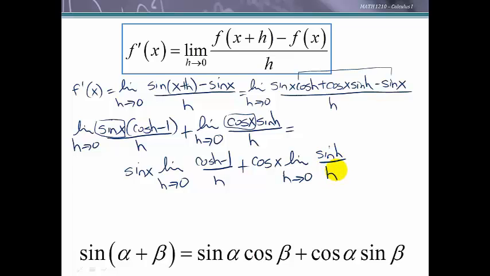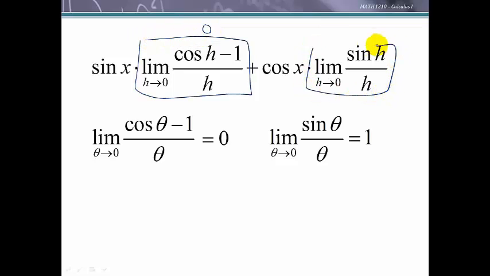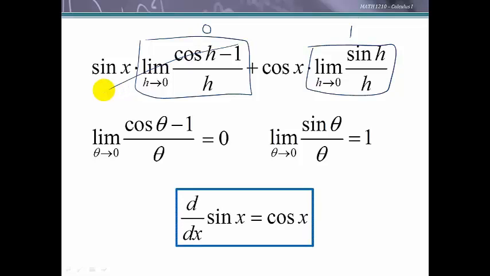If we want to figure out what this derivative equals, we would need to know this limit and this limit. I'm going to give you both of these limits. The limit as theta approaches 0 of cosine theta minus 1 over theta equals 0, and the limit as theta approaches 0 of sine theta over theta equals 1. Both of these limits are derived in the video following this video. But right now we're just going to use those, and so this limit equals 0, and this limit equals 1, so this is 0, and we do have that the derivative of sine x equals cosine x.